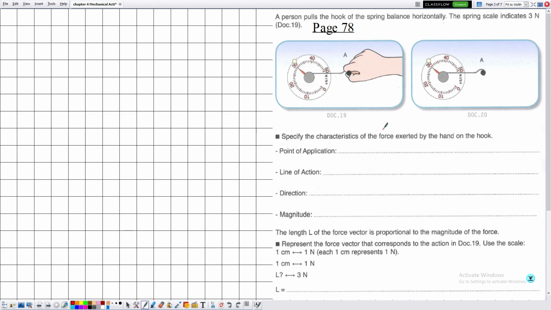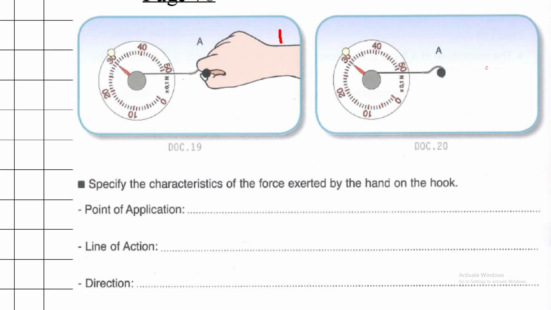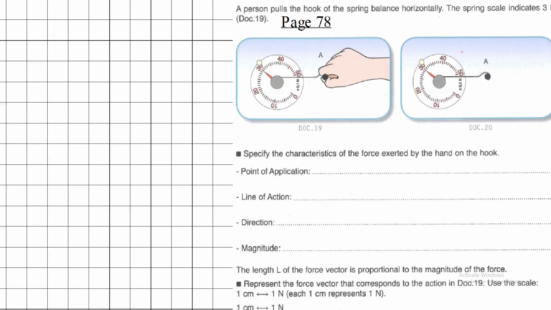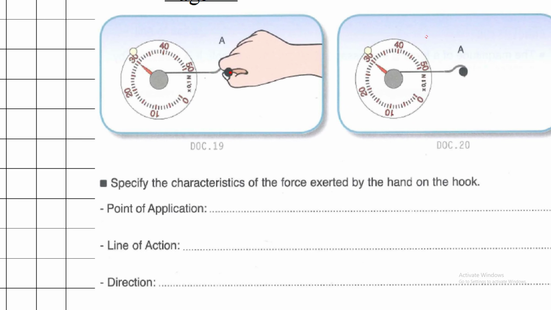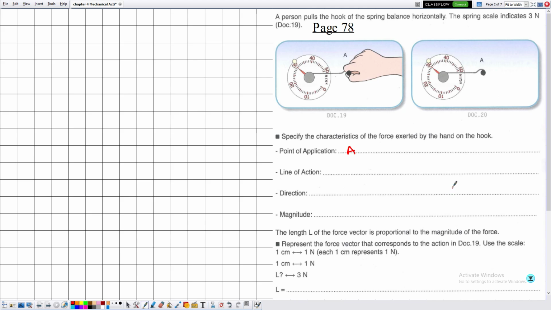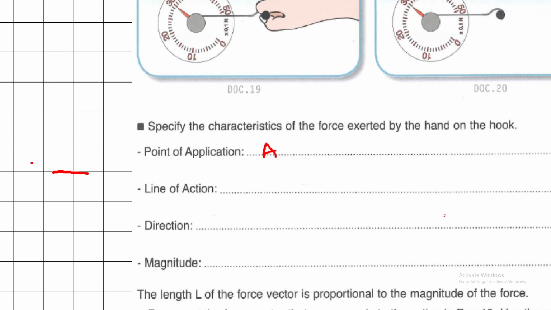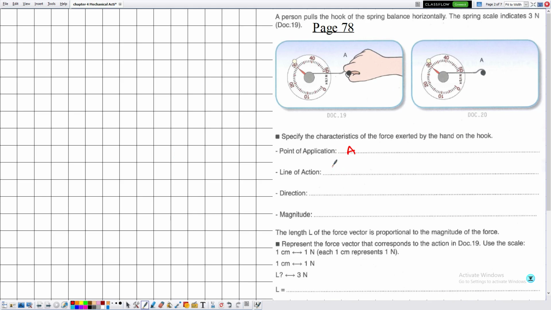Now they are telling me specify the characteristics of the force exerted by the hand on the hook. So this is the hand, and this is the hook. We need to represent the characteristics of the force exerted here, which is like this. Now, the point of application is A. What is the line of action? Recall that this is the horizontal and this is the vertical. Now the direction is to the right. As for the magnitude, it's given by 30 times 0.1, which is equal to 3 newtons.